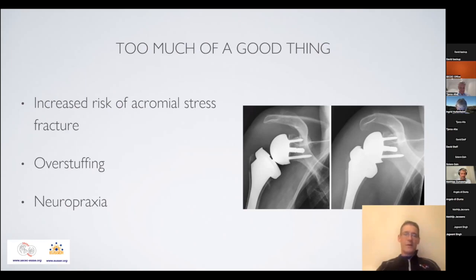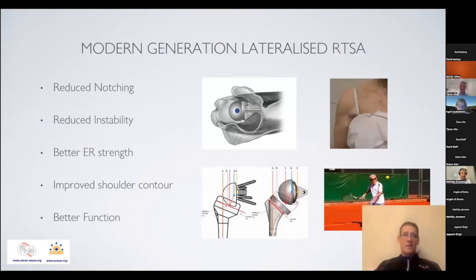other unwelcome consequences. So in summary, lateralization in reverse geometry shoulder replacement has led to reduced notching, increased stability, better external rotation strength, and improved shoulder contour. Lateralization, as I mentioned, can be achieved through either lateralization on the glenoid side, humeral side, or a combination of both. It's important to be aware of the preoperative limitations of range of motion that your patient has, and to be aware of other factors such as thoracic kyphosis, and to be aware of possible overlateralization, particularly in the smaller patient.